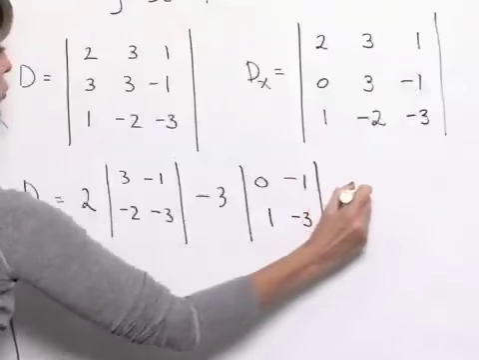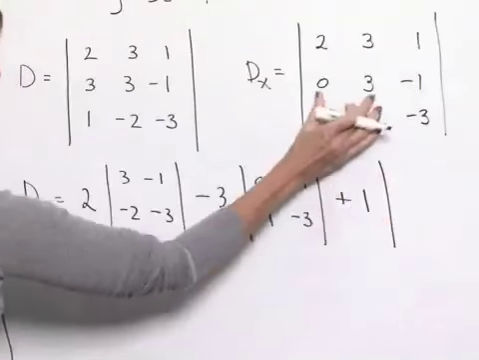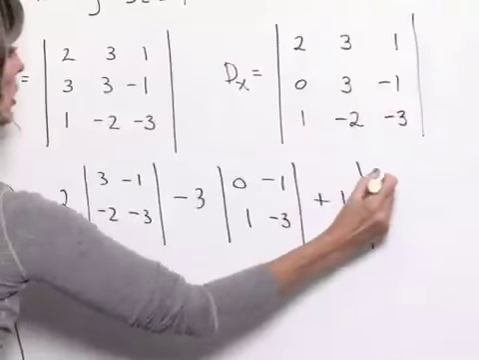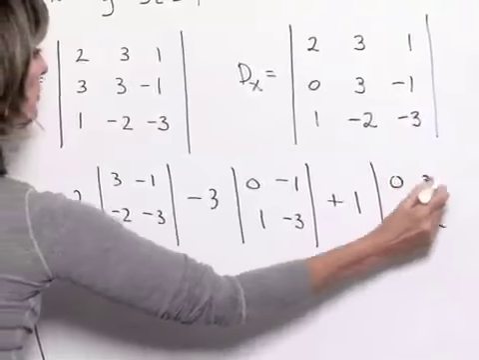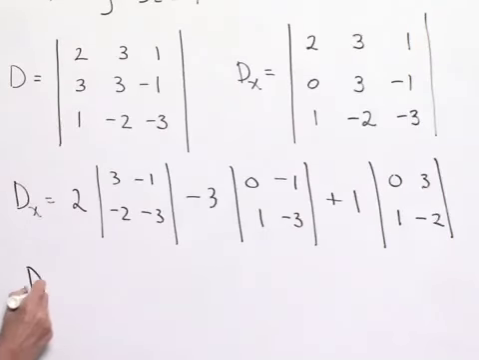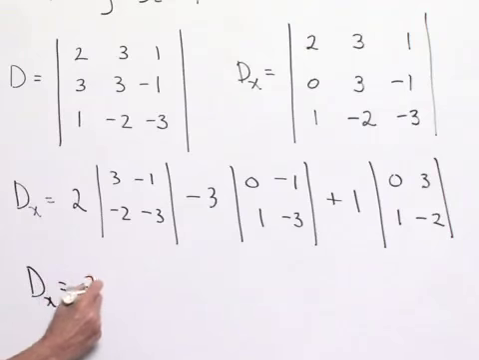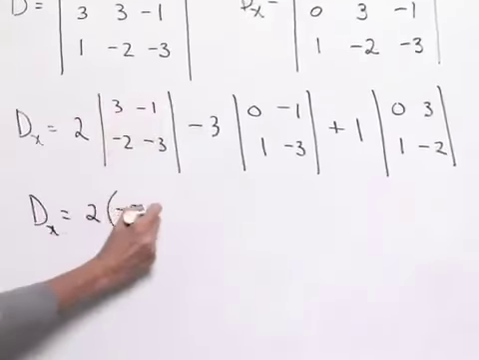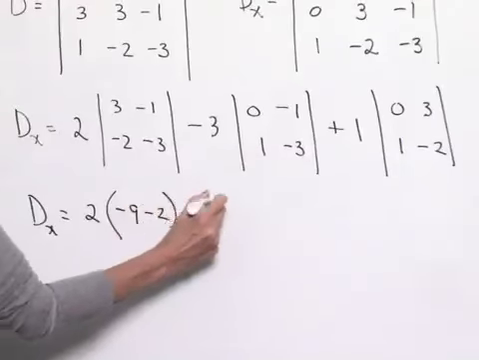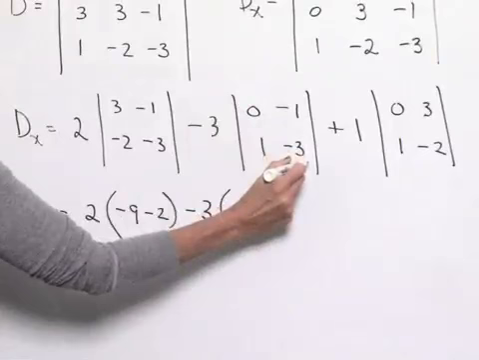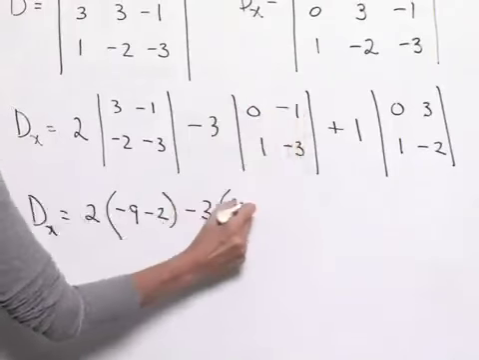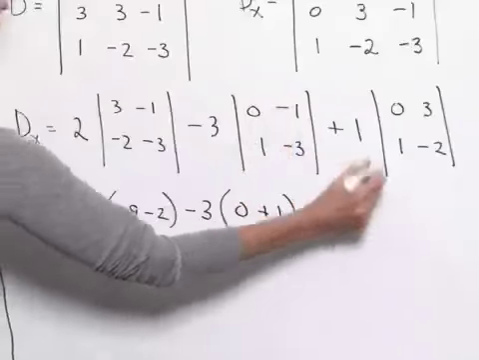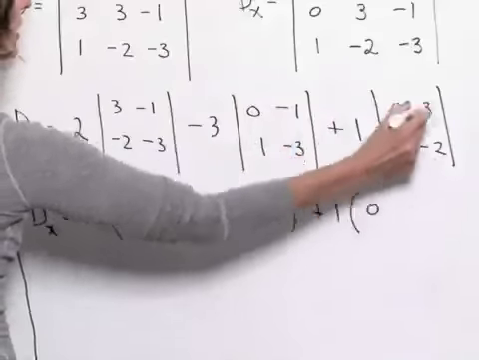Plus, we'll take our value of 1 multiplied times the determinant that we'll get here when we take away the top row and the third column. So we'll have 0, 3, 1, negative 2. Now let's evaluate this. D sub x will equal 2 multiplied times, we'll have a negative 9 minus a positive 2, minus 3 multiplied times, going along our diagonal, 0 minus a negative 1, which is going to be the same as plus 1, plus 1 multiplied times 0 minus our product of 3.